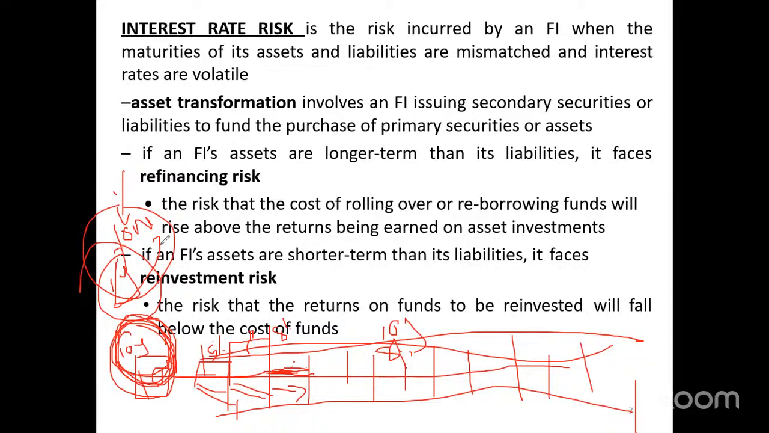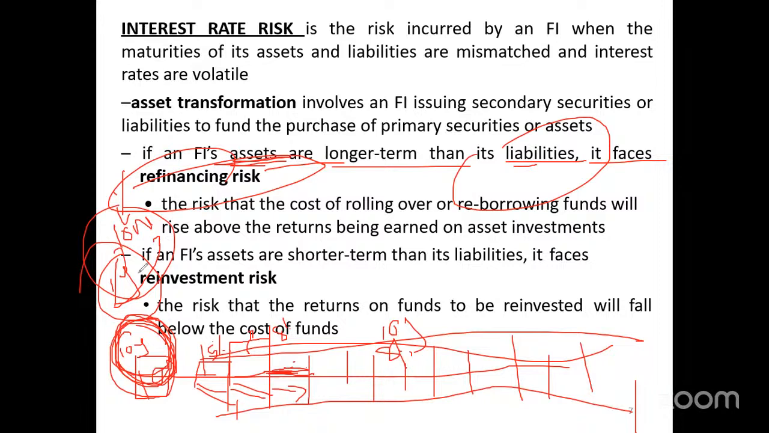Therefore, the manager has to match. Short-term deposits have to be used for short-term loans, and long-term deposits have to be used to provide long-term loans. So this is what matching is, right? Maturity matching concept. Here, in financial institutions, assets mean the loans, right? The loans are longer term than its liabilities. Here, liabilities mean deposits, short-term deposit but long-term loan. It faces refinancing risk.